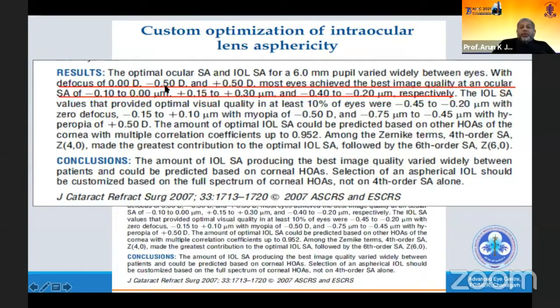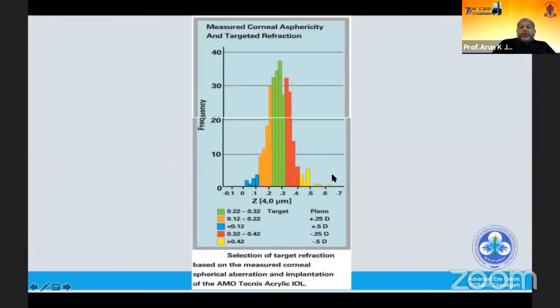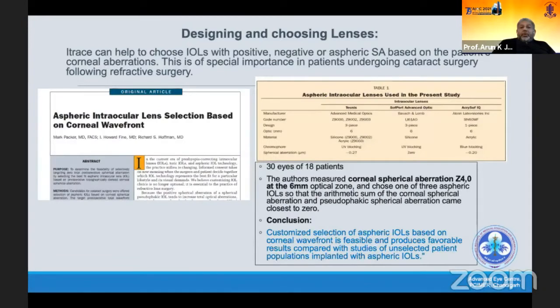If you are aiming for myopia, the corneal spherical aberration should be around this much. This bar diagram again shows this is for the Tecnis lens, which has 0.27 micron of spherical aberration, and we should be choosing a plano target in these cases. Various studies have shown that customized selection of aspheric IOL based on corneal wavefront is feasible and produces favorable results compared with studies of unselected patient populations implanted with aspheric IOL.